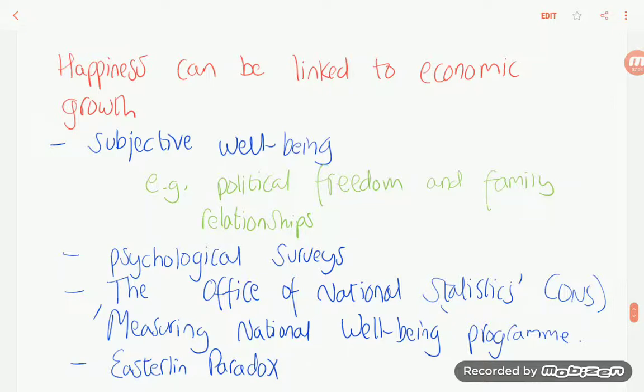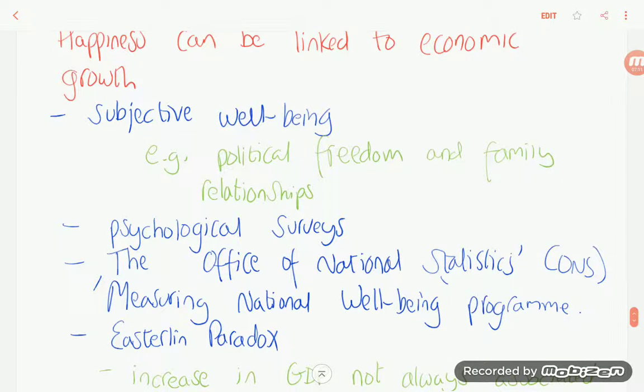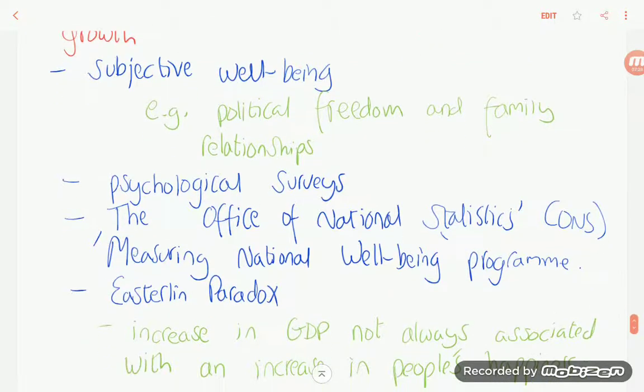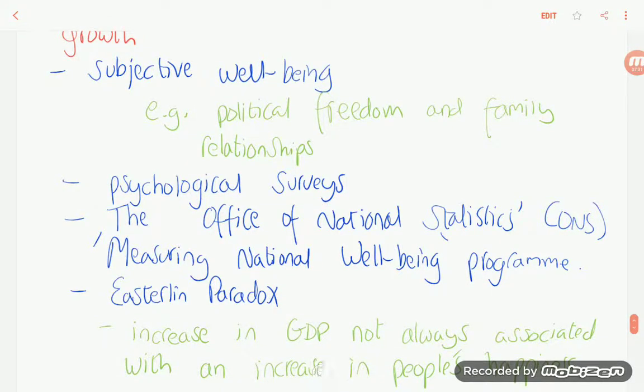Happiness can be linked to economic growth. Happiness economics tries to measure any factor that is associated with increased or even decreased levels of subjective well-being, for example, how satisfied people say they feel with their lives. This might include things like political freedom or family relationships. Happiness is tricky to measure, but many economists claim that psychological surveys can give a reliable measure of how happy and satisfied people are with their lives.